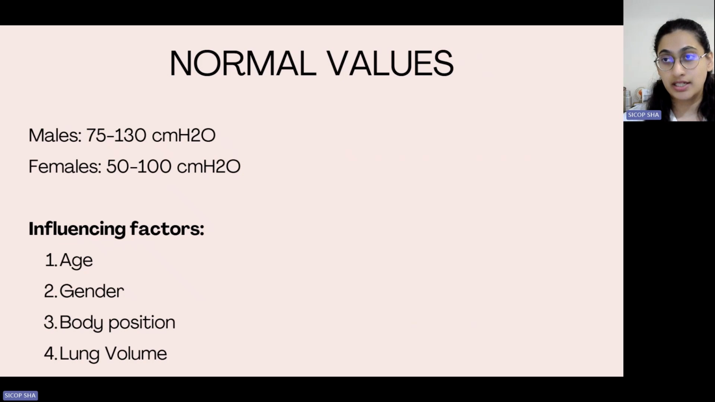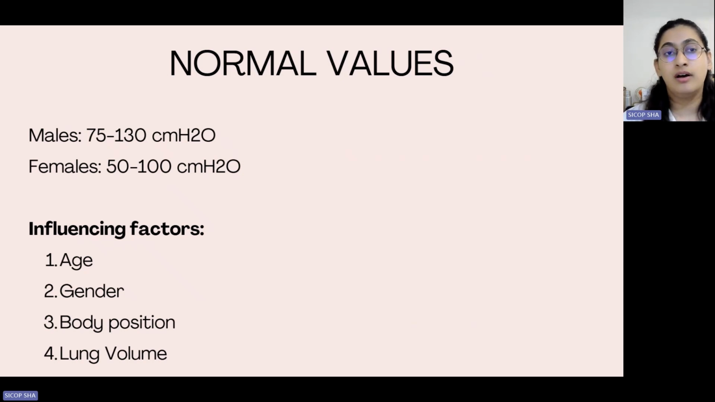The influencing factors for this are age. As the age progresses, because of the natural physiological changes that happen in the muscular system, even the function of the inspiratory muscles declines, and hence the MIP can be seen reducing as the age progresses.